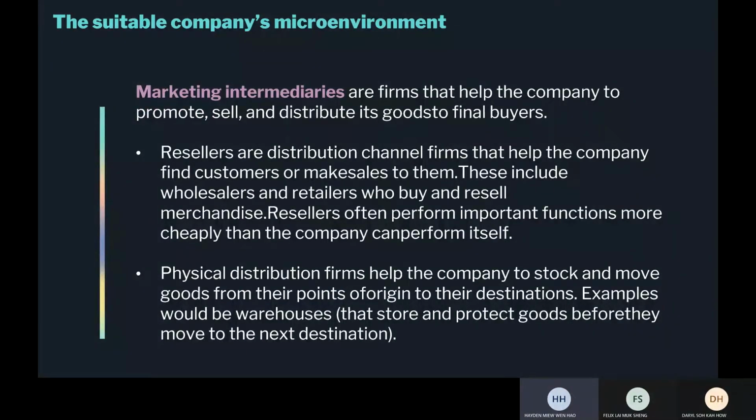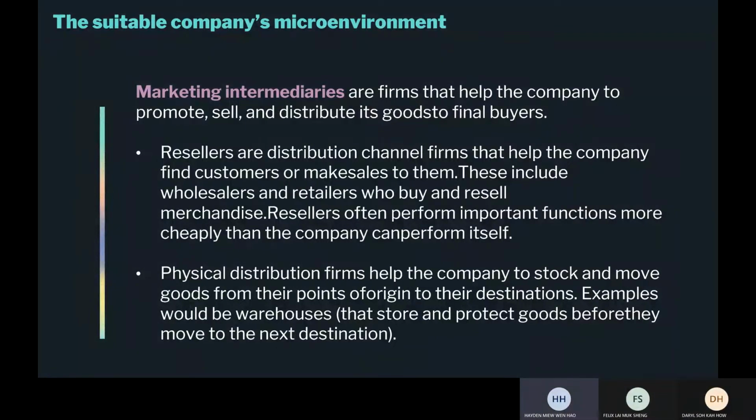Okay, next is the marketing intermediaries. Marketing intermediaries are firms that help the company to promote, sell, and distribute its goods to final buyers. Resellers are distribution channel firms that help the company find customers or make sales to them. This includes wholesalers and retailers who buy goods for resale. Resellers often perform important functions more cheaply than the company can perform itself.